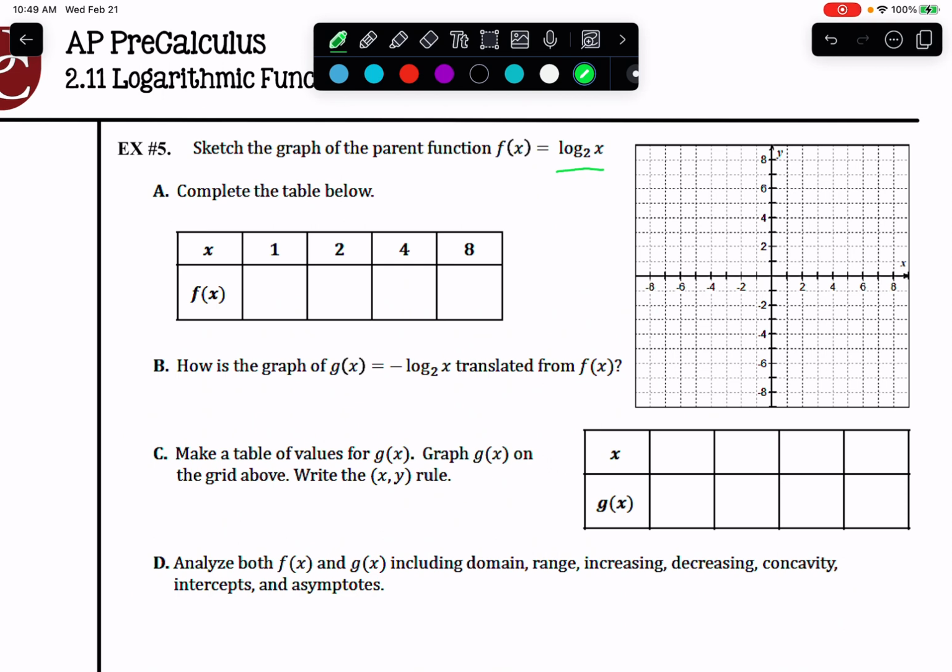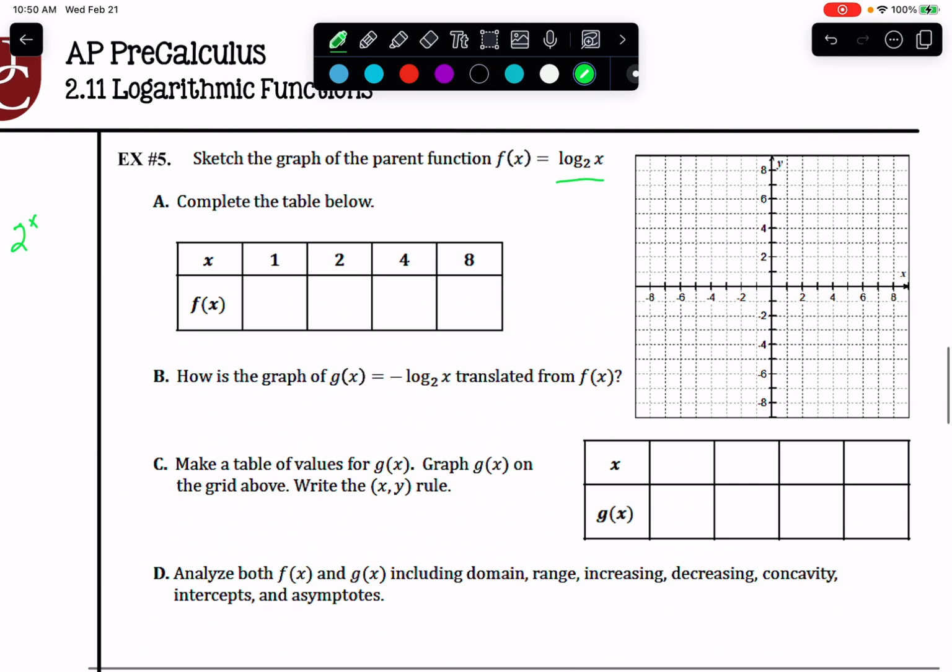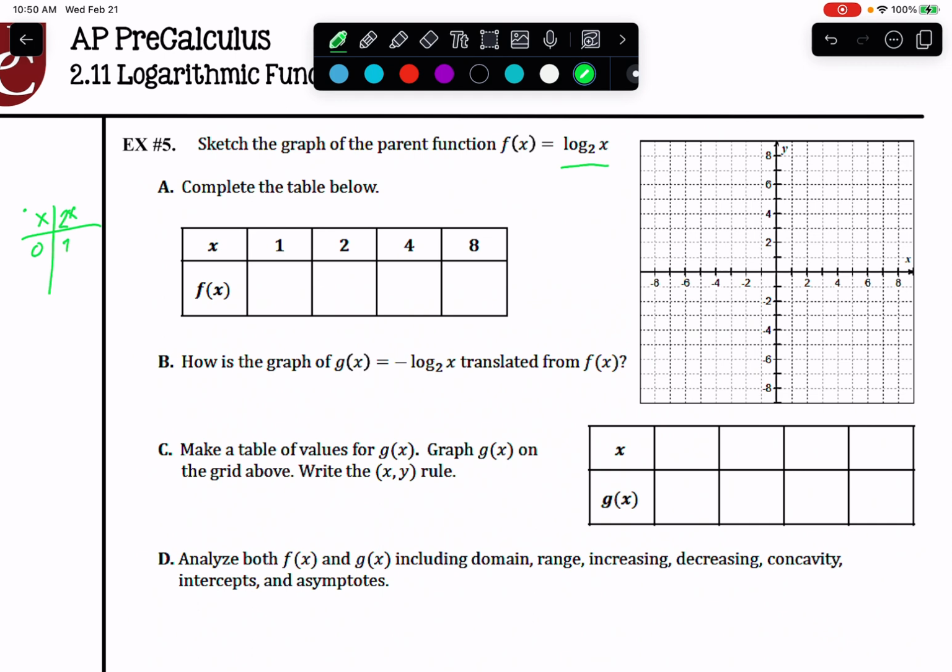And so you know how 2 to the x's inverse would be log base 2 of x. If we have x and 2 to the x, when we put in 0, we get 1, and if we put 1, we get 2, and if we put 2, we get 4, and if we put 4, we get 8. And so these are just the inverse of those. So 1 would be 0, 2 would be 1, 4 would be 2, and 8 would be 4.